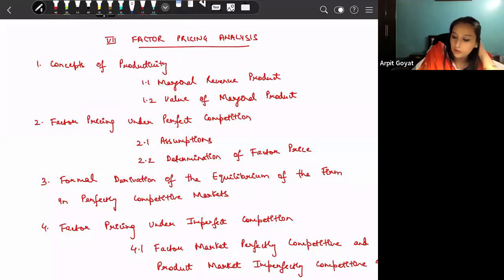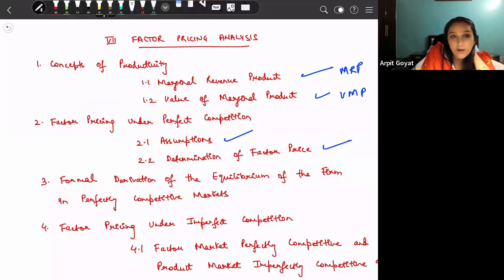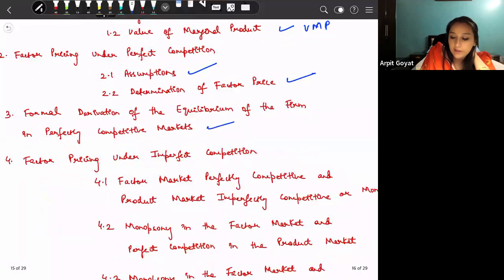So what do we mean by marginal revenue product? What do we mean by value of marginal product? Then we'll discuss factor pricing under perfect competition assumptions, determination of the factor price. Then we'll formally derive the equilibrium of the firm in perfectly competitive markets. Then we will derive the factor pricing under imperfect competition.